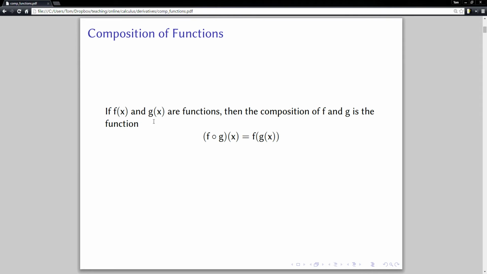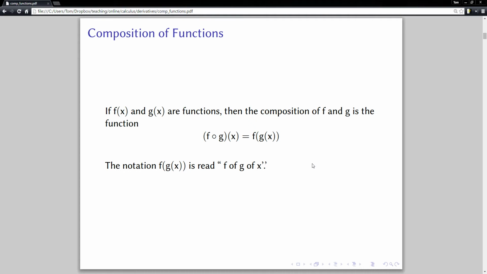So if f of x and g of x are functions, with some other conditions there that I won't mention, the composition of f and g is defined to be the function f, and then this little circle here, g, f of g. And the formula is given over here by f of g of x. Okay, so that's how that notation is read. And what this is, you are literally plugging in the function g of x into the function f there.